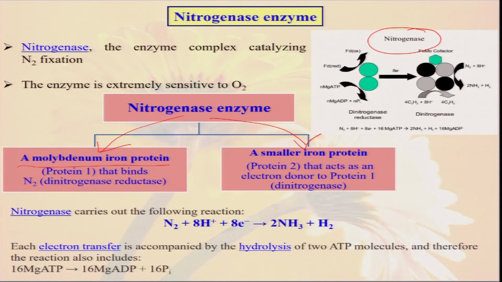So, this nitrogenase enzyme does the following reaction, just like our Haber-Bosch process. In the same way, the nitrogenase carries out the following reaction: N2 plus 8 hydrogen ions ultimately converts to 2 molecules of ammonia and 1 hydrogen molecule. Similarly, by this process, electron transfer is accompanied by the hydrolysis of 2 ATP molecules, and therefore the reaction occurs for nitrogen fixation.